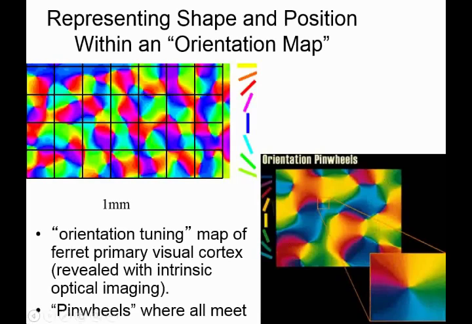But each of these columns basically has one orientation. If it is one color, then it is basically one column. And neighboring columns have neighboring orientations, but different. A fascinating thing in here as well: where all of these meet, there are some points, there, there, and there, where all of these colors meet like a rainbow, they're called pinwheels.